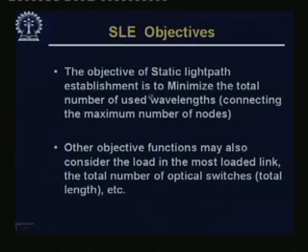Okay. So, the objective of SLE, that is static light path establishment, is to minimize the total number of used wavelengths while connecting the maximum number of nodes. So, they are the same. If you can connect some particular set of nodes using the minimum number of wavelengths, similarly, using the number of wavelengths which are given to you, maybe you can connect the maximum number of nodes. Other objective functions may also consider the load in the most loaded link, the total number of optical switches, etc.